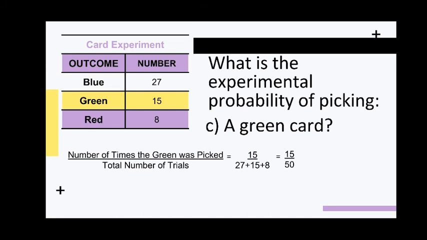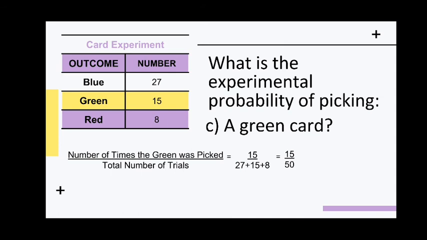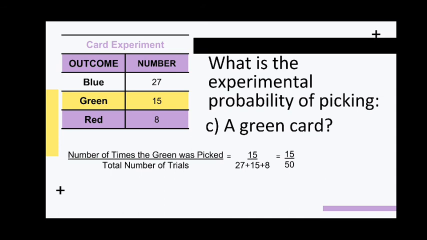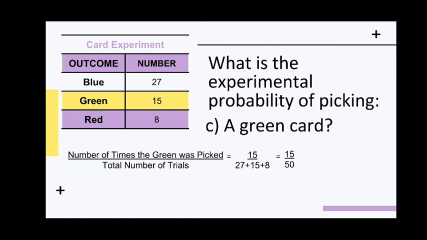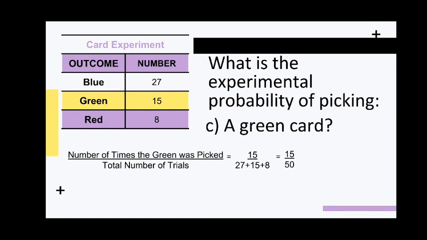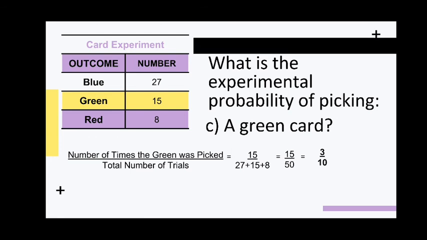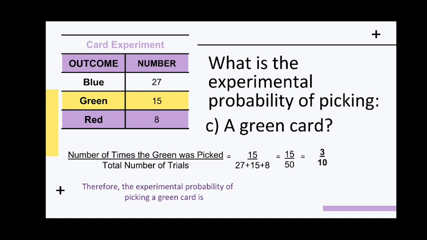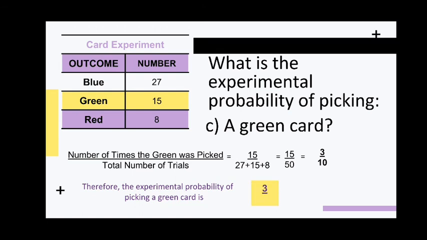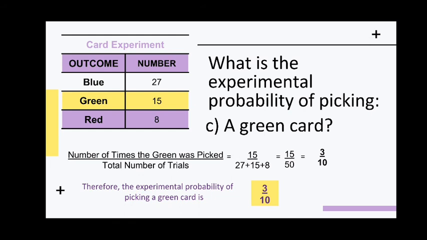Now, yung 15 over 50 ay hindi pa rin naka-lowest term because hindi 1 ang kanilang greatest common factor. Their greatest common factor is 5. So therefore, we need to divide 15 and 50 by 5, which is equal to 3 over 10. Now, the answer is, the experimental probability of picking a green card is 3 over 10.